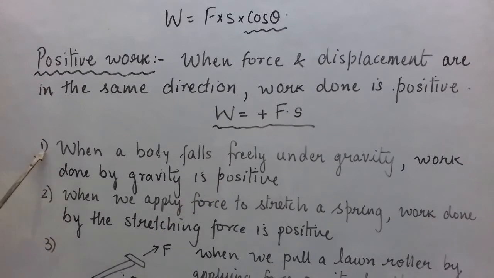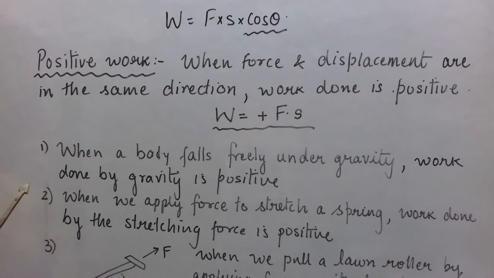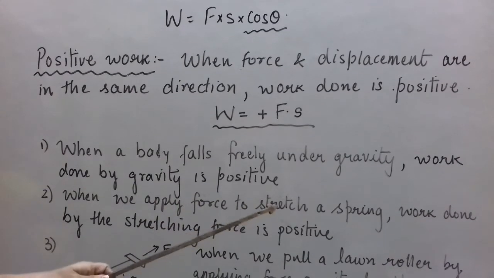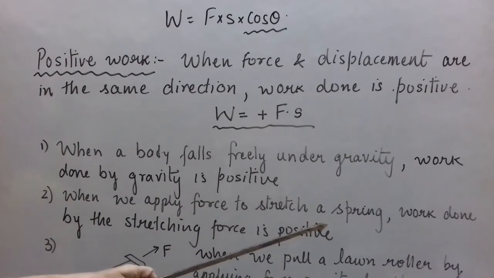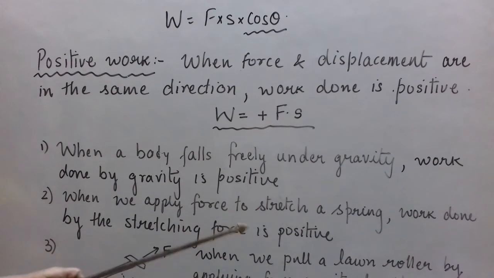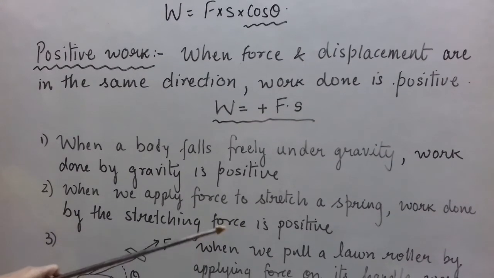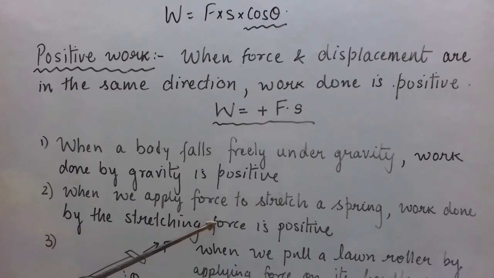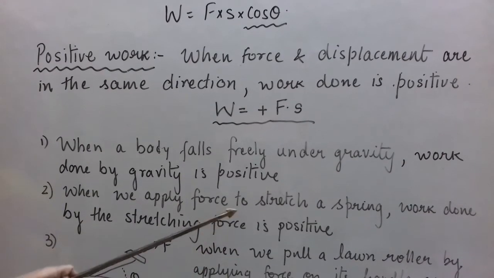Now, second example here I have written. Suppose you have a spring and you stretch it. Let us say the spring is extensible, flexible. So when we apply force to stretch it, the spring gets stretched in the direction of the force applied. So work done by the stretching force is positive, because the end of the spring gets moved in the direction of the stretching force applied. So force and displacement are in the same direction. Work done by the stretching force is positive when we stretch any spring.